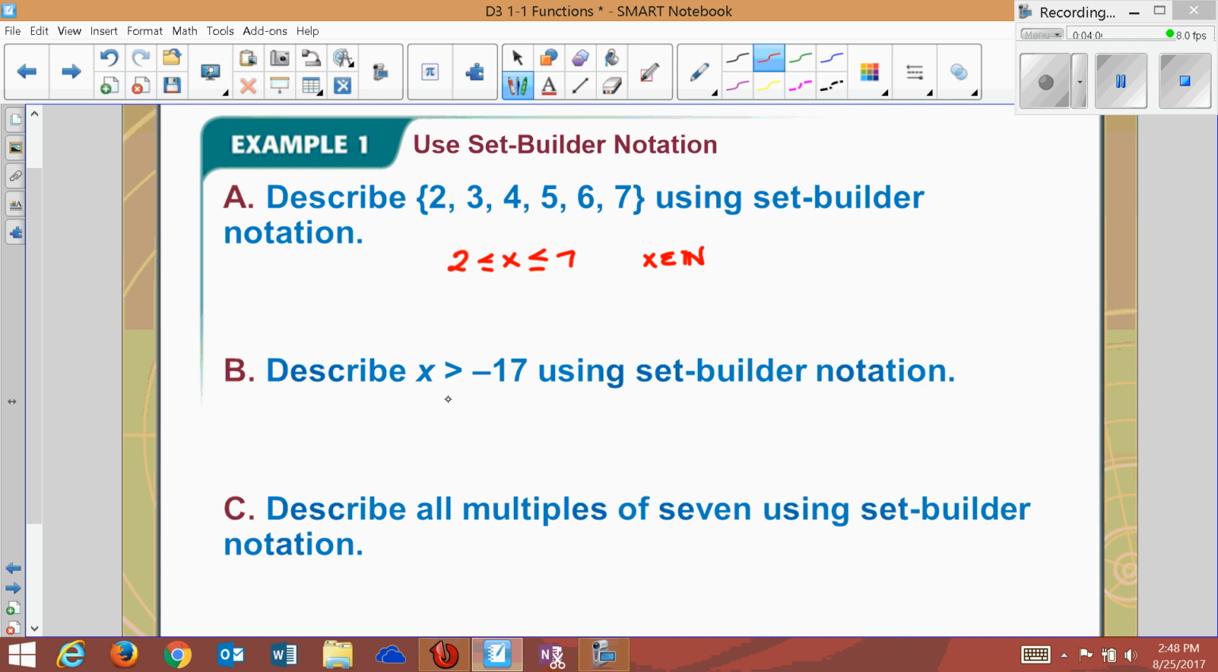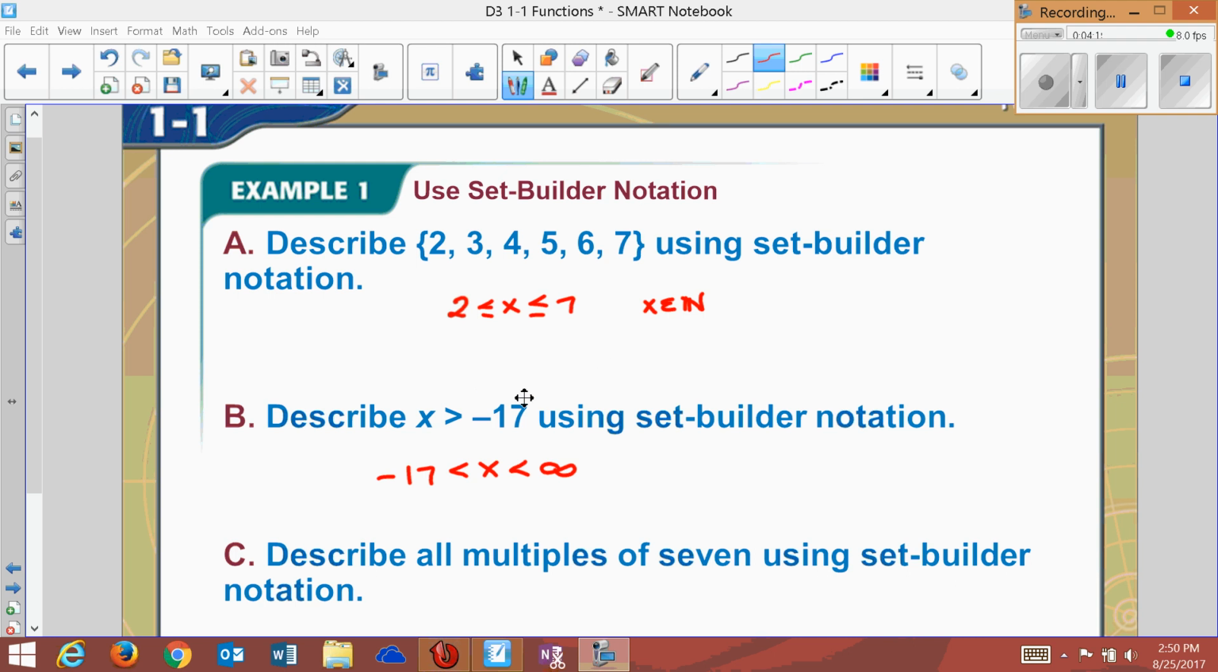Here it is. x is greater than -17. Now, what we could also do is -17 is less than x, which is less than infinity. That would tell you it goes on forever. Since this does not tell us that x cannot be a decimal or anything like that, what we would then say is that x is an element of the reals. So that means that x could be 16.233333 or something like that.